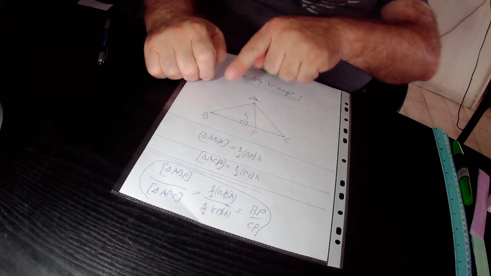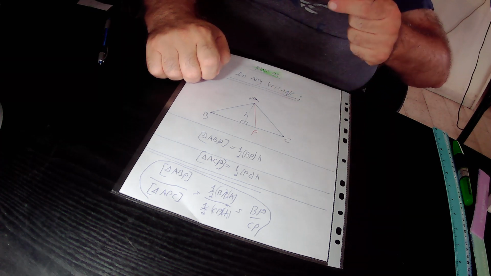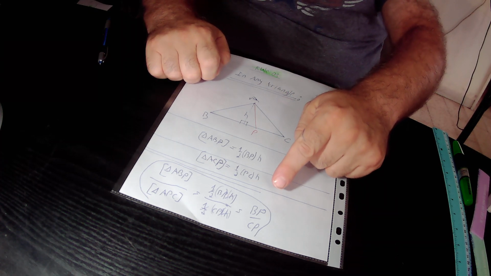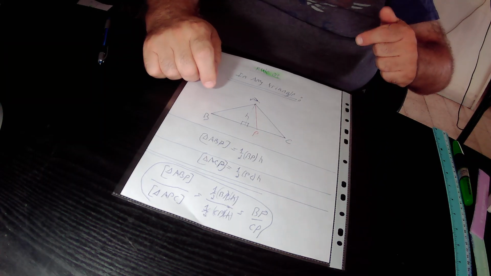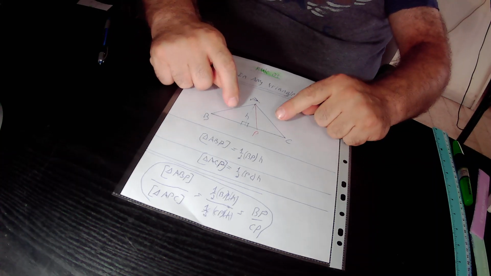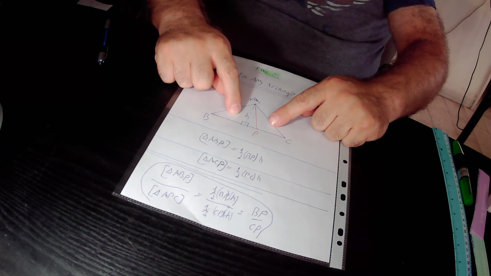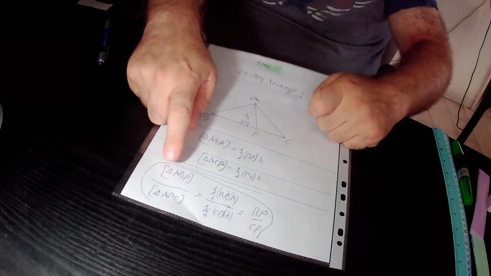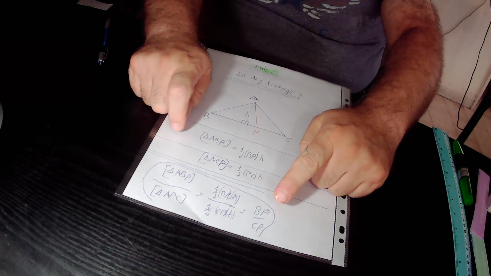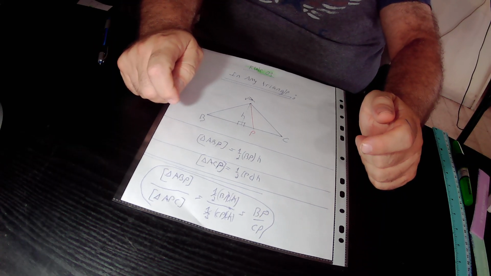BP is the base of triangle ABP, and PC is the base of triangle APC. And the ratio between their corresponding bases is, of course, the base BP of triangle ABP over the base PC of triangle APC. So in total, we found out that the ratio between the areas of those two triangles is equal to the ratio between their corresponding bases. That is to say, the area of triangle ABP over the area of triangle APC equals the base BP over the base PC.